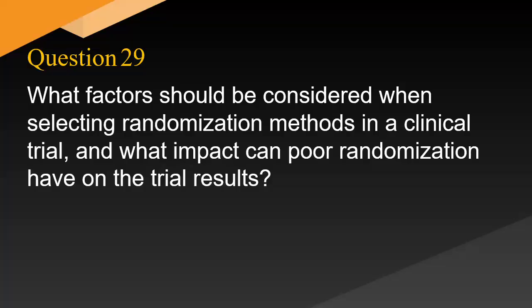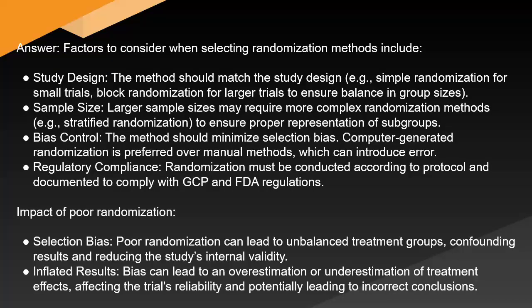What factors should be considered when selecting randomization methods in a clinical trial, and what impact can poor randomization have on the trial results? Answer: factors to consider when selecting randomization methods include study design. The method should match the study design, e.g., simple randomization for small trials, block randomization for larger trials to ensure balanced group sizes.